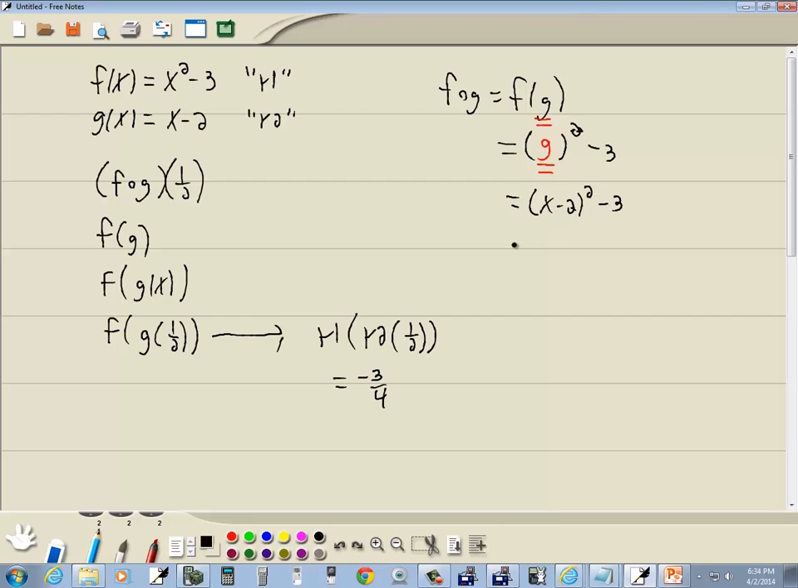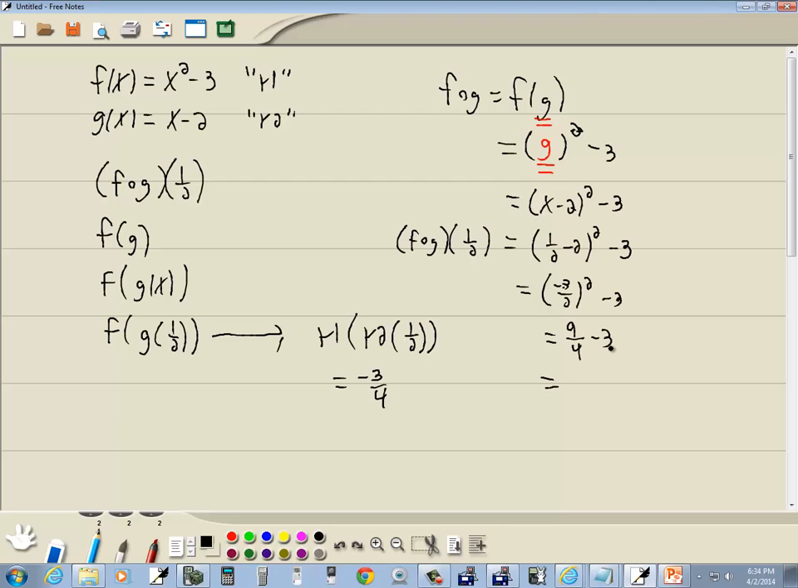Now we don't need to simplify that, because if I was doing it by hand, I would take that and plug 1/2 in for my x. So we'd have 1/2 minus 2 squared minus 3. This is a mixed number. I take negative 2 times 2 is negative 4, plus 1 is negative 3. So that gives us negative 3 halves squared minus 3, which is square the top and square the bottom. Negative 3 squared is 9, 2 squared is 4, minus 3.